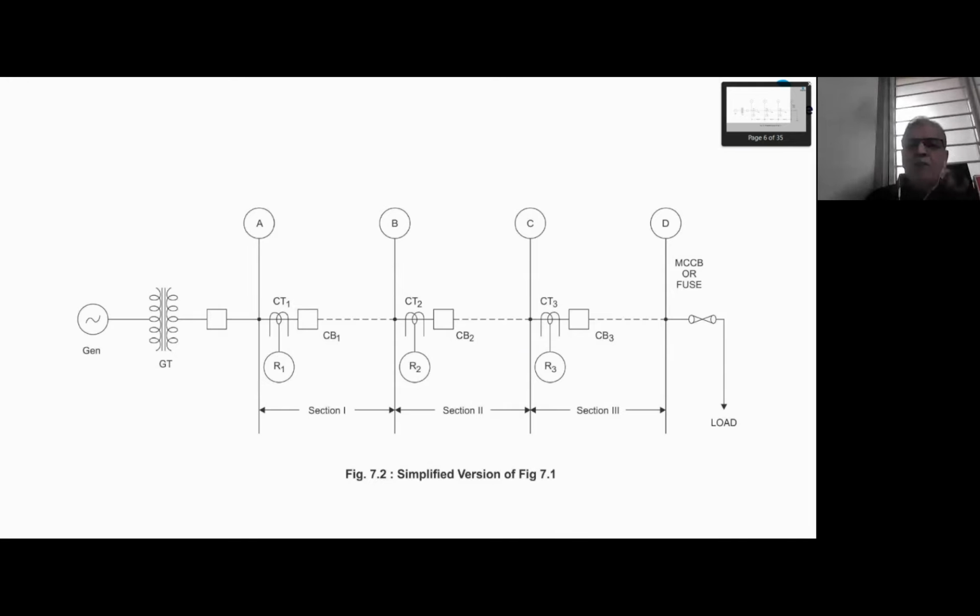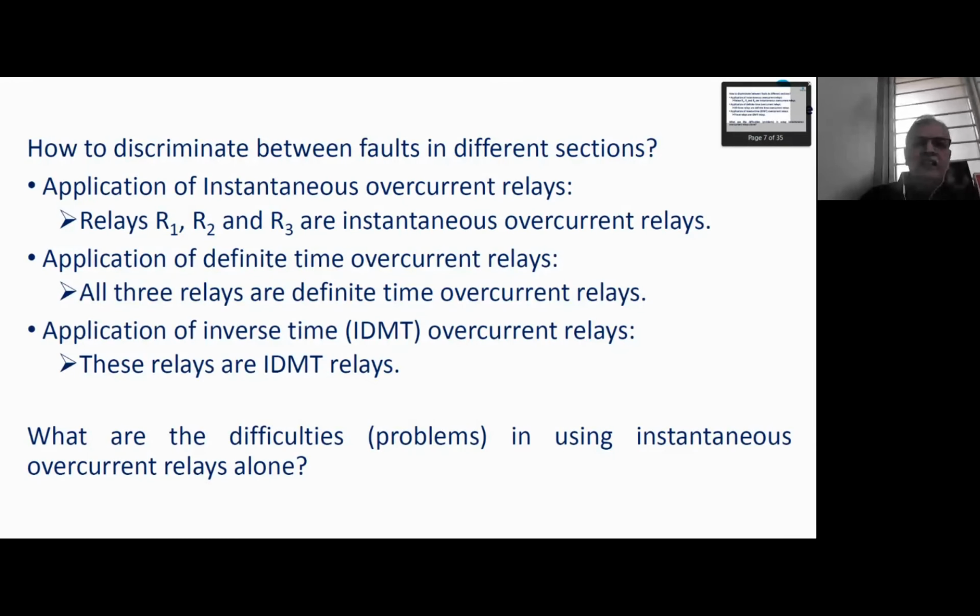For 3-phase fault at 80% of AB with maximum generation. Once again, because generator is not one as it is shown, there are many generators in the system, right? So the full statement is like this: R1 reaches for triple line fault at 80 to 90% of line section AB with maximum generation. So that is how I set the instantaneous overcurrent relay.